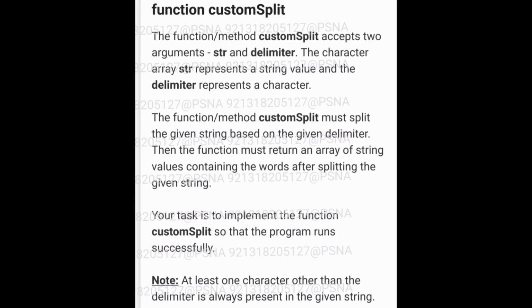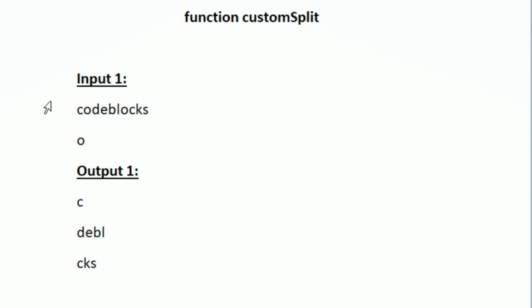This is the question asked in today's SkillRack daily challenge. We will be given a string and a character as an input. Our task is to split the given input string based upon the character. Here the input string is "codeblocks" and the given character is O. So we have to split the string "codeblocks" based upon the character O.